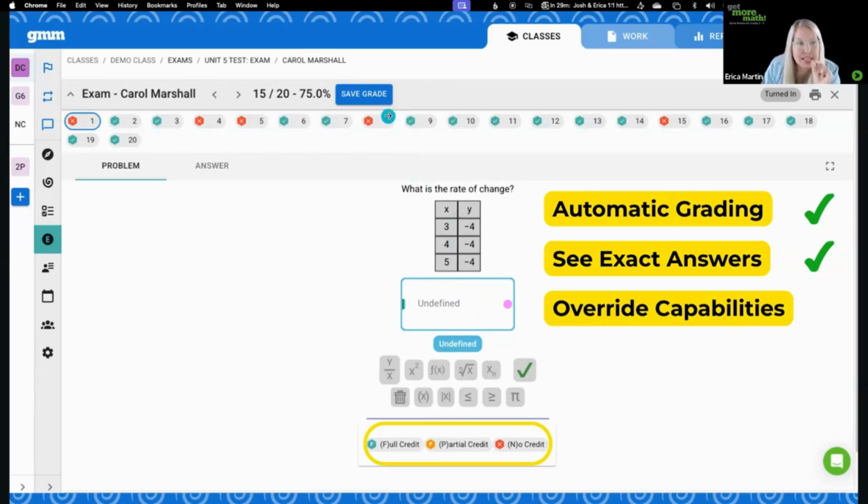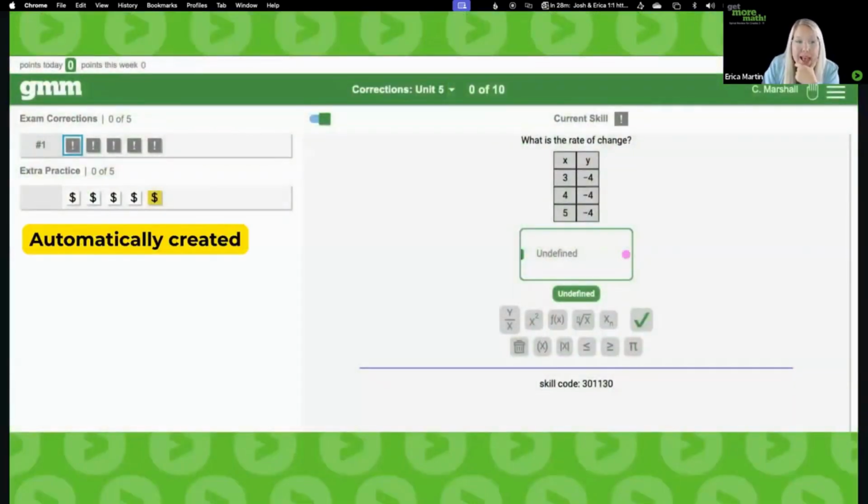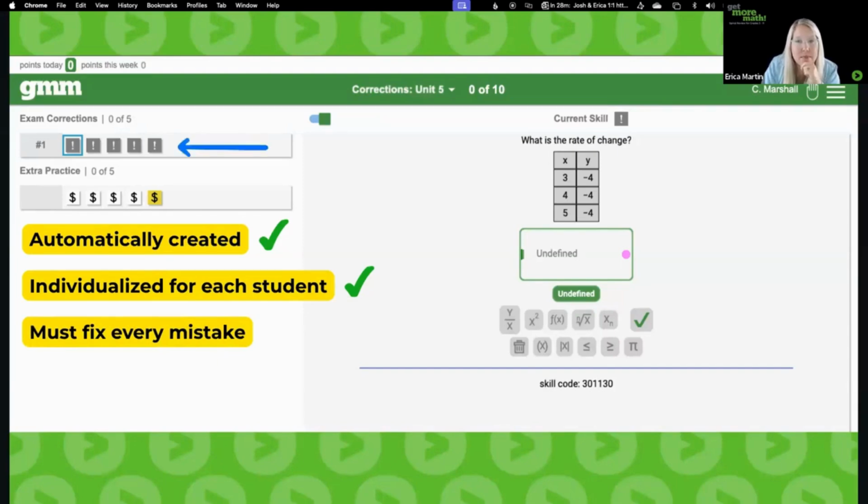Okay? Keep that in mind, because an amazing thing happens. As soon as I hit Save Grade for Carol, I've told the computer, okay, I'm done with Carol's test. Work your magic. Watch what happens. Get More Math automatically creates an assignment that is specifically crafted for her and every other student in my classroom, asking her to fix every one of her mistakes. So if you look up there at the top, you'll see 5 squares with exclamation points. Those are the 5 questions she missed on her exam.